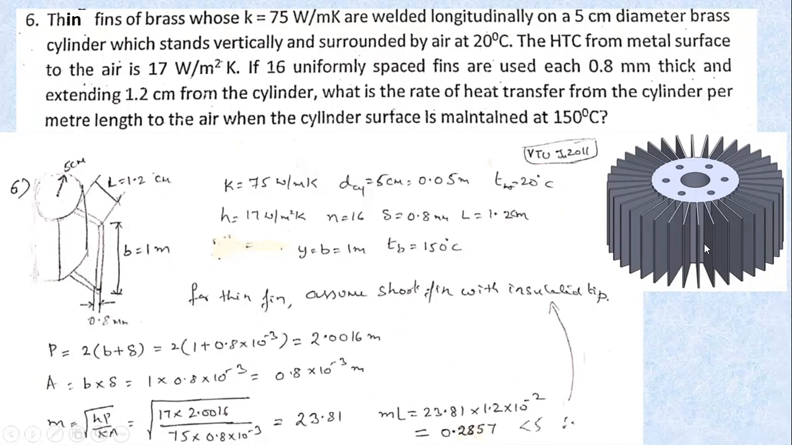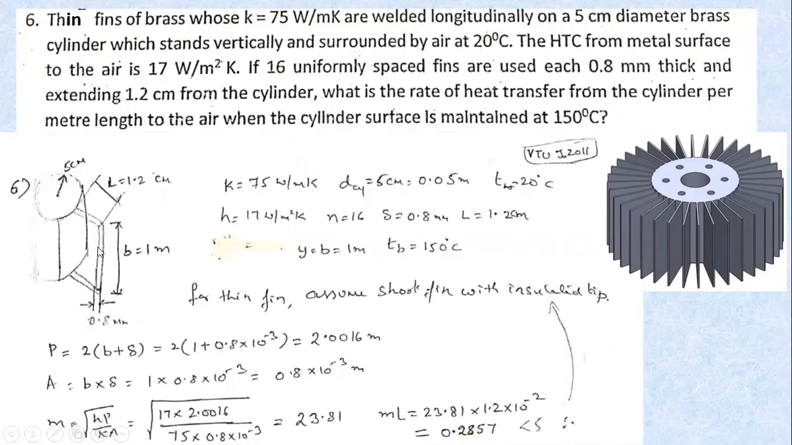Now, here we are using thin fins, so I'm assuming a short fin with insulated tip. That you can check by using the value of mL. Get the value of mL, and if it is less than 5, it will be a short fin. Since the fin thickness is very small, we are assuming that convection from the fin tip is very small and we are neglecting it. Now, to get that, we need to find the perimeter.